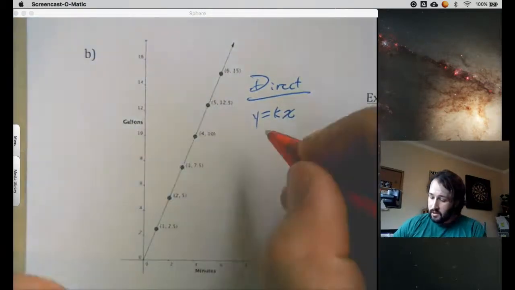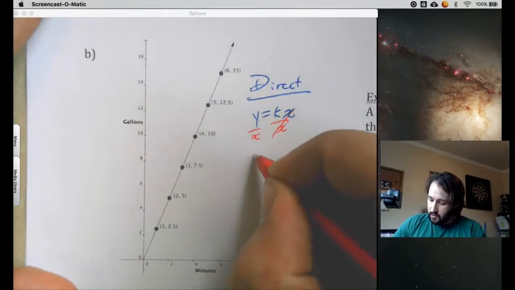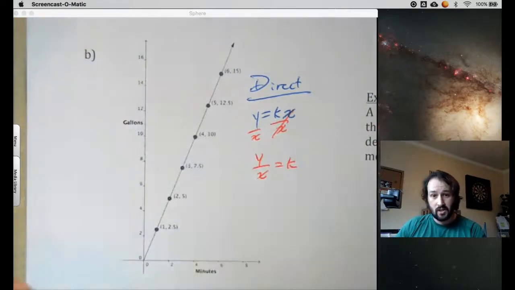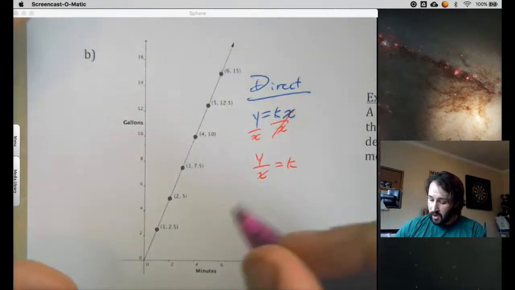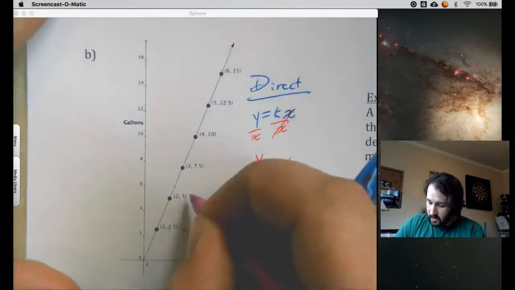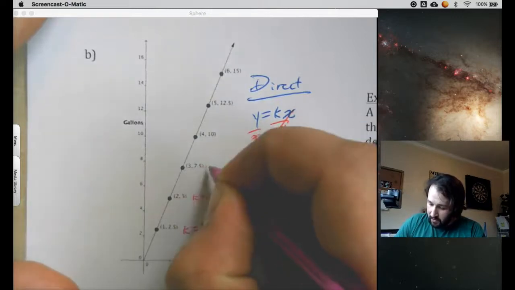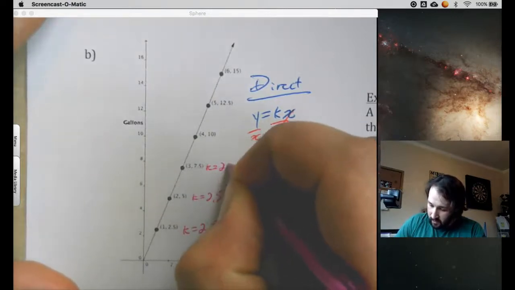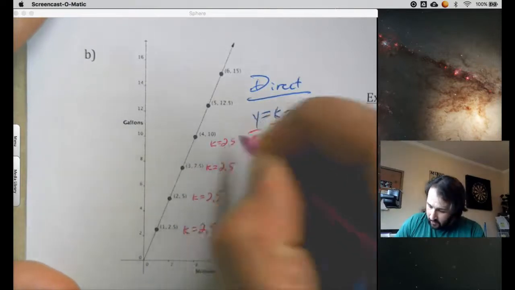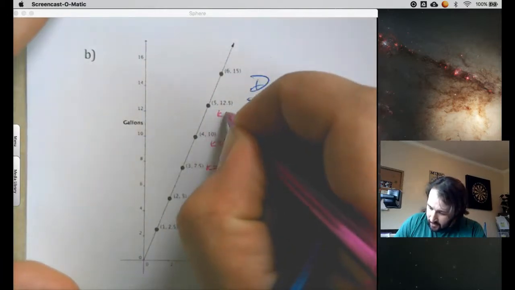And notice, if I solve for k in this one, I have to divide by x. So y over x should be my k value. So let's go through and check that real quick. If I do y divided by x, k is 2.5 in this case. 5 divided by 2 is 2.5. 7.5 divided by 3 is 2.5. 10 divided by 4 is, you guessed it, 2.5. Hey, I bet 12.5 divided by 5 is 2.5, and it is.